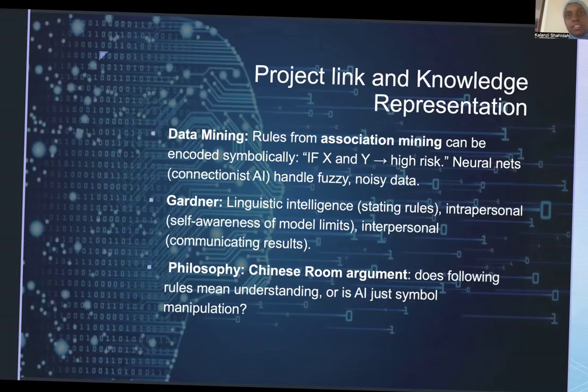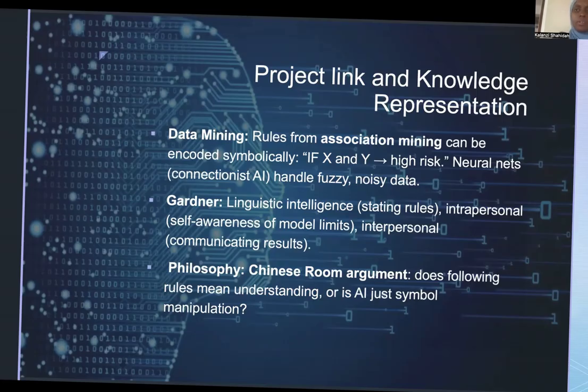Then Gardner's type of intelligence will be linguistic intelligence because they will be stating rules, and also the intrapersonal intelligence whereby there is self-awareness, like you can know that because I have this, then that means I have a risk of autism.